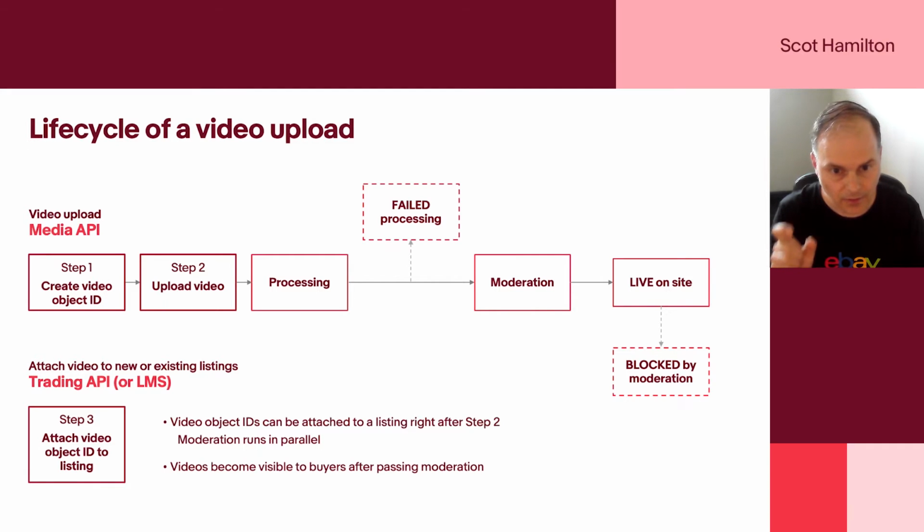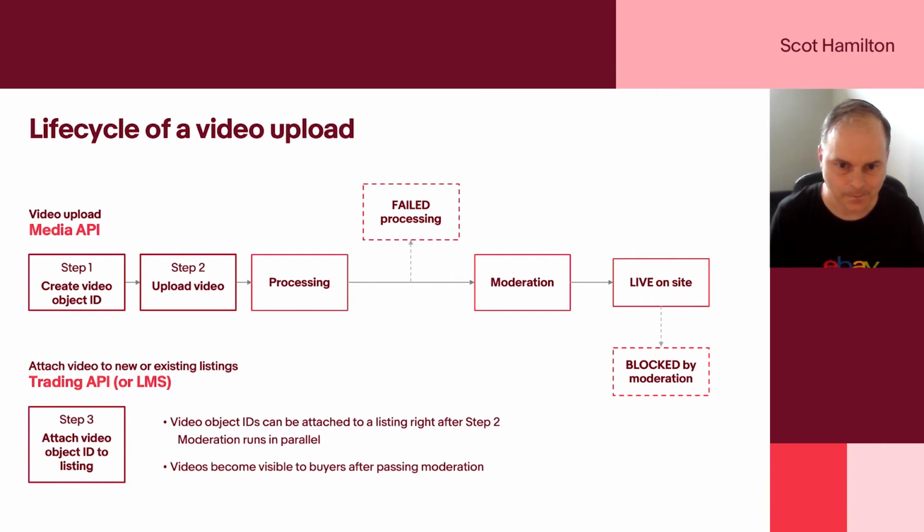Now, a developer or a seller can immediately take that ID for that video using the API and put that on a listing, either a new listing or an existing listing, using something called the Trading API or LMS, which is our bulk version of that. But that's pretty much the scenario here. Upload the video, attach it to a listing, either a new listing or an existing listing. So that's step 1 and 3.